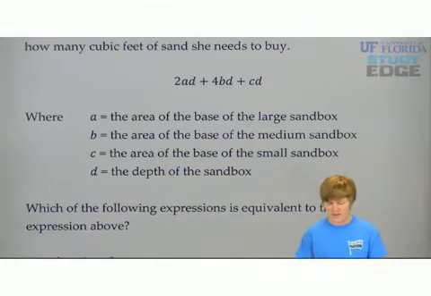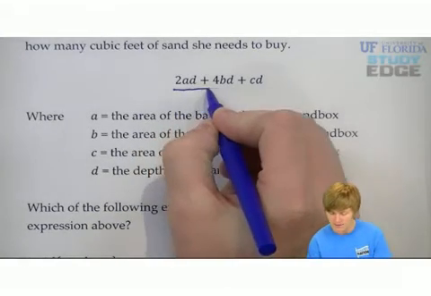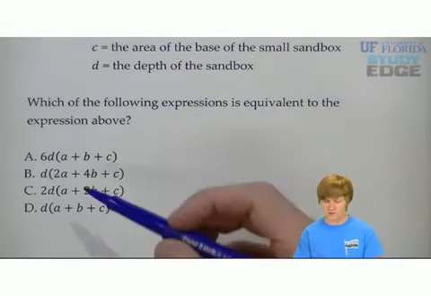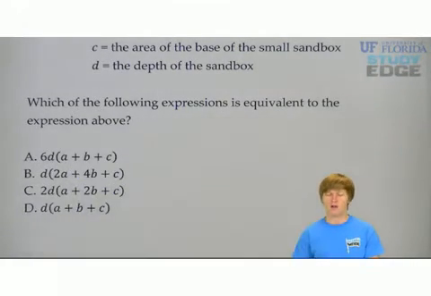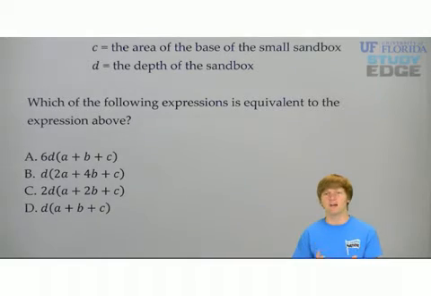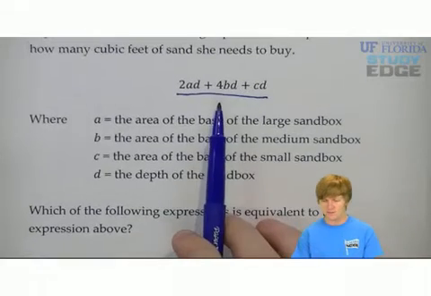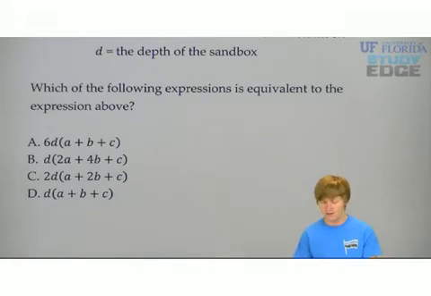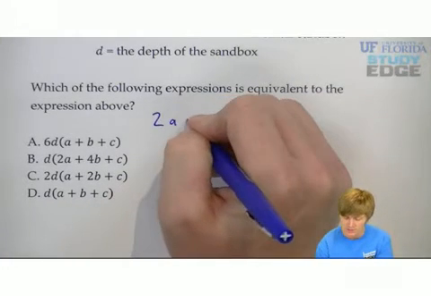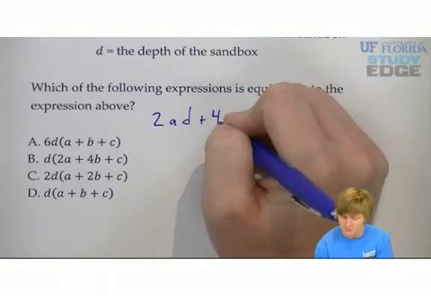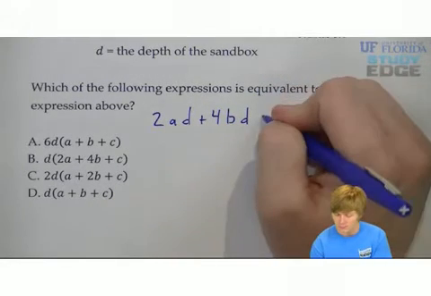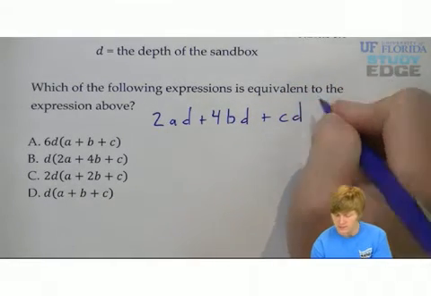So what we take a look at is we say, okay, this is our expression that we're starting with, and now what do we have to do to that? Well, if we take a look at our answer choices, it looks like all of our answer choices are just a factored version of this expression right here. But which factored version is correct? Well, let's rewrite our expression that we need to factor and see if we can figure that out. So we have 2AD plus 4BD plus CD.